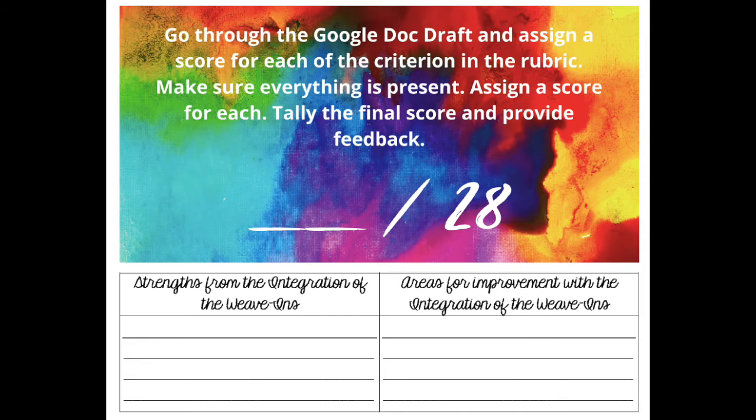Then, on the bottom, you're going to write about the strengths from the integration of the weave-ins that your partner has and areas where he or she could improve their weave-ins. Once you've completed this particular graded rubric for your peer, you are going to email this particular document to your peer so he or she can revise based on the feedback provided.